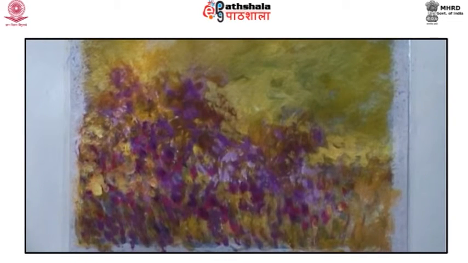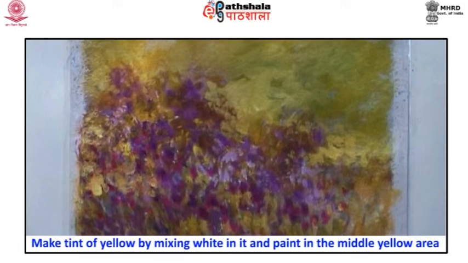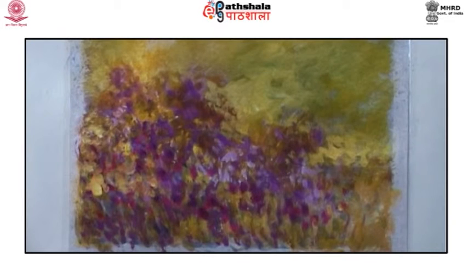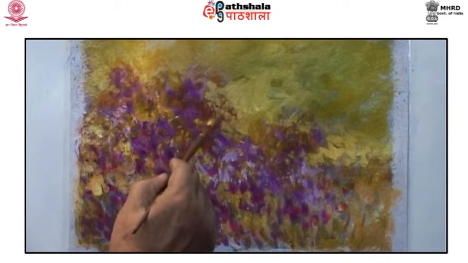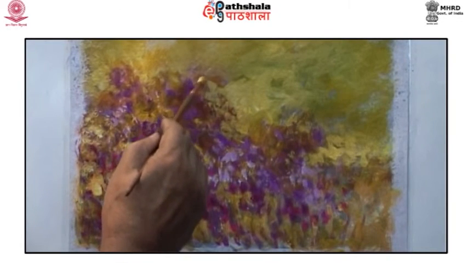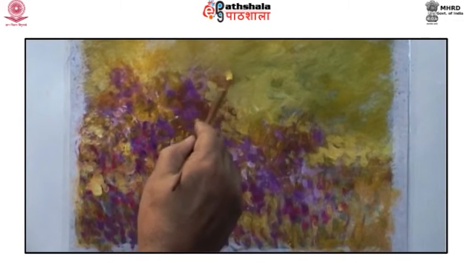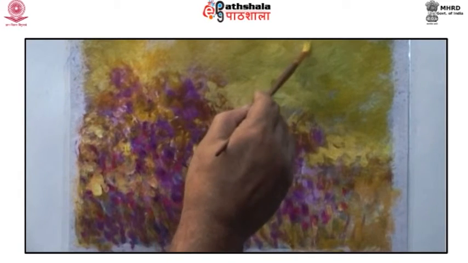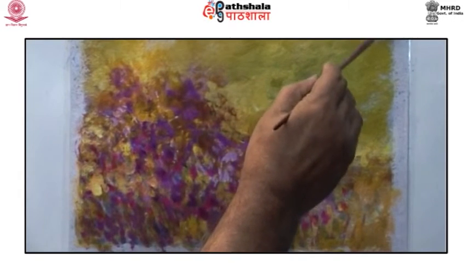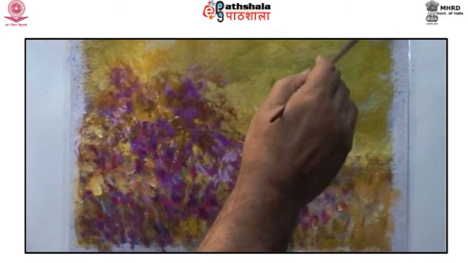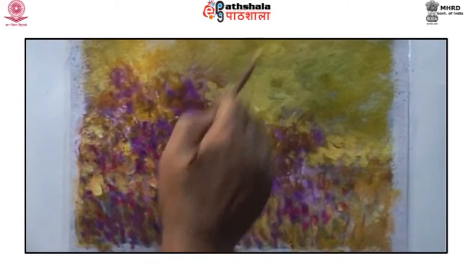Make a tint of yellow by mixing white in it and paint in the middle yellow area. This will focus the eye to the center area as it will be lighter than the rest. Slightly lighter middle and darker corners is a good way of keeping the eye in the painting.